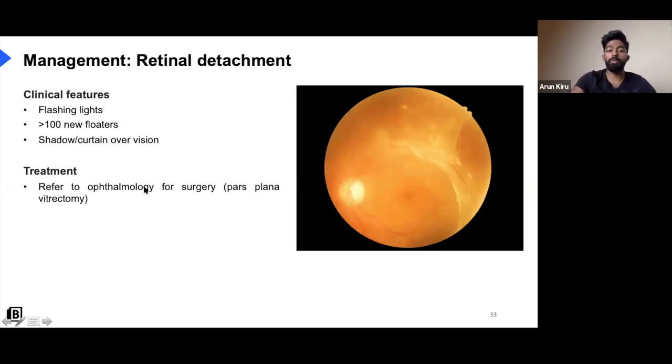Treatment: send it straight to ophthalmology. We need to do surgery quite urgently. And we do a pars plana vitrectomy, where we remove the jelly.